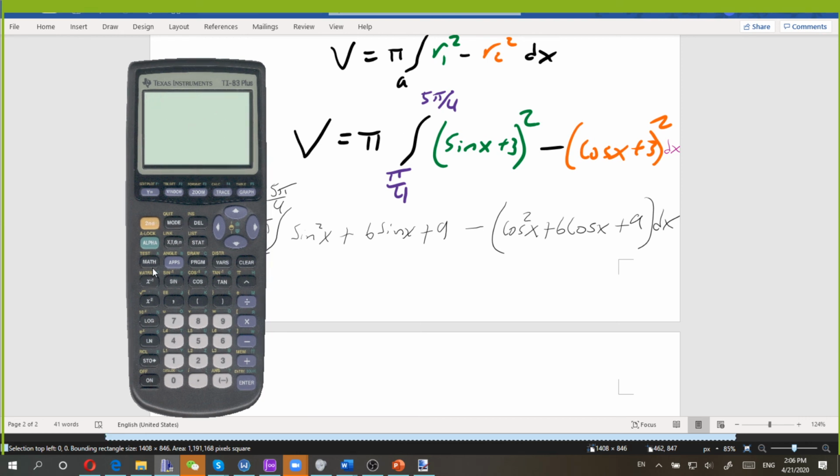Second quit. I'm going to go to math, and my ninth option down is integrate. It takes 4 arguments. Your first is your equation, so I'm going to type in all of this. Your variable, in terms of x, from your lower bound to your upper bound. So I've got variables, functions, y1 squared minus variables, functions, y2 squared, which I want to integrate in terms of x from x equals pi fourths to x equals 5 pi fourths.